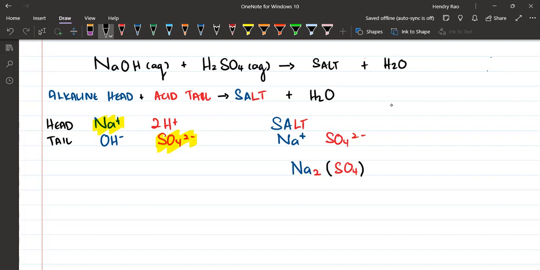Okay, now I'm showing you the brackets here to exhibit why the charges are like this. In reality, we don't put the brackets, because the charges are so different here. Na will come to this side for SO4, and now I have a salt already. This is what we call sodium sulfate.